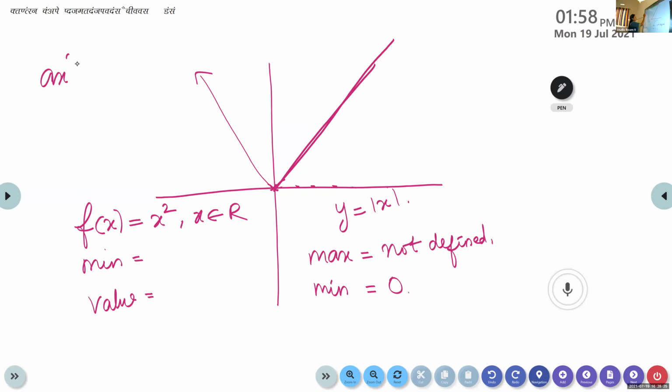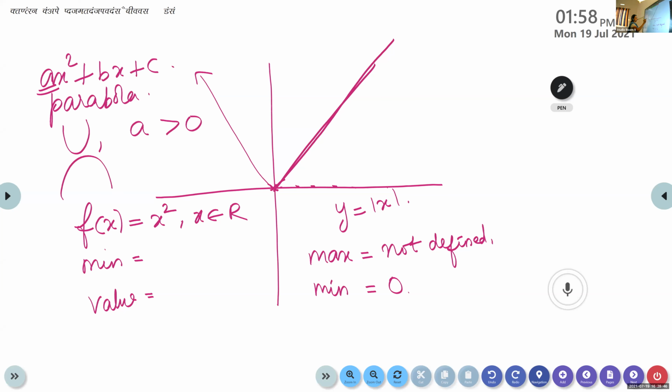Okay, what is the general form of a quadratic? Ax square plus bx plus c. It is a parabola. A second degree equation means it is a parabola, and it is open upward when a is greater than 0. Look at the coefficient of x square: if it is positive, it is open upward, or if it is downward, then a is less than 0.